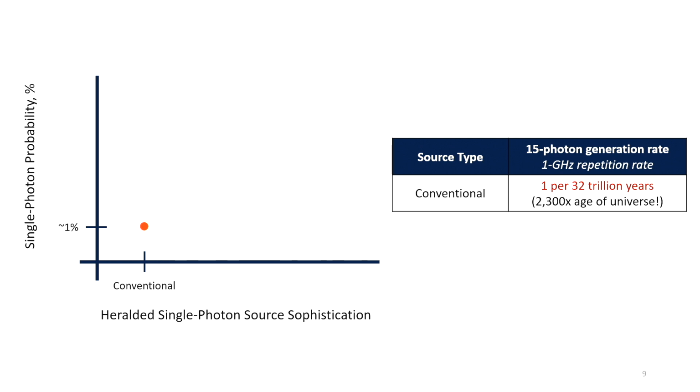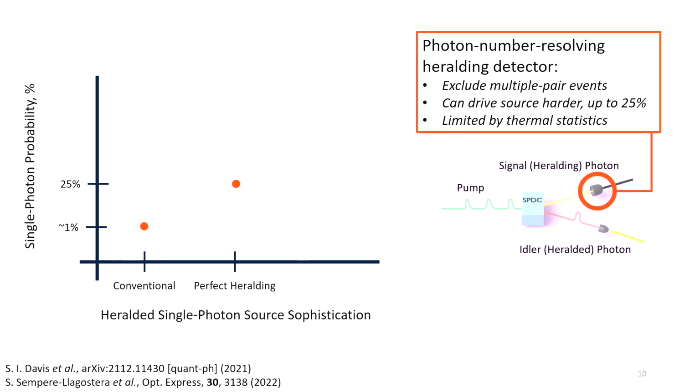Because of that multi-pair problem, many experiments out there that use this approach run their sources at a low power with roughly 1% efficiency. If we want to use this source in order to generate a 15-photon state, you can run 15 of these sources at the same time at 1 gigahertz of a repetition rate, which means it will take you 32 trillion years before you successfully make one of those states. We can do better than that.